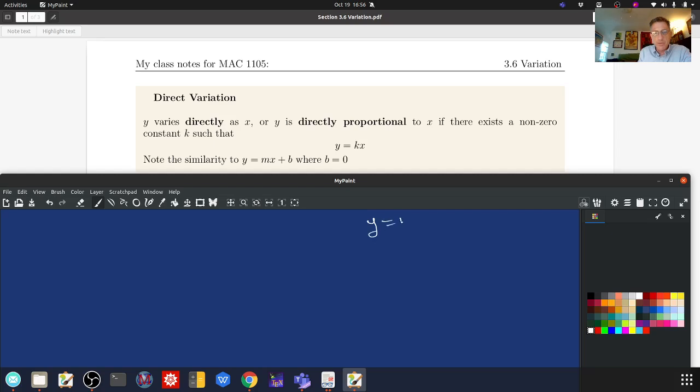If y is equal to mx, you should already think that's the equation of a straight line through the origin of slope m. And the only thing that they've done now is they've changed the variable m to k, where k is the constant of variation. So the slope in this very first case, what we've known as the slope, is now called k, and it's the constant of variation.